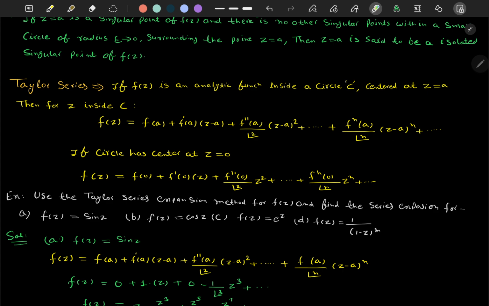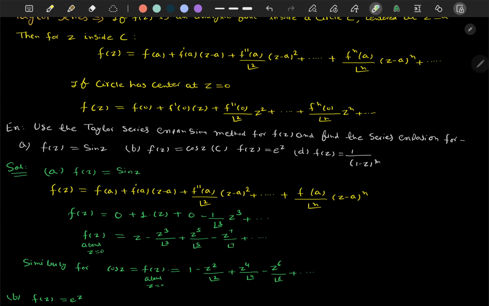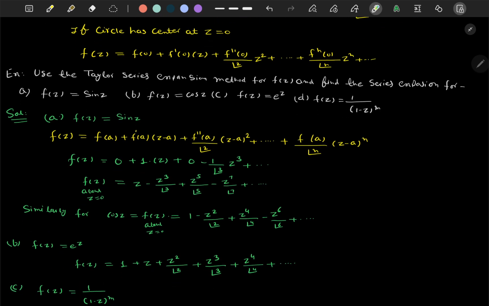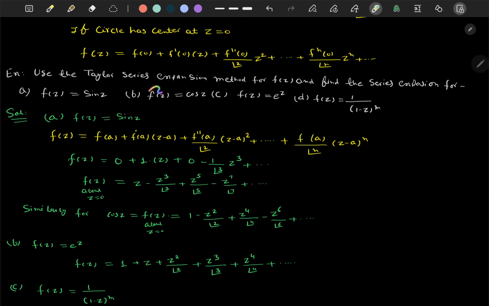Now if the circle has center z equal to 0, so at z equal to 0, what will be the expansion of the function f of z? It will be f 0 plus f dash 0 z plus f double dash 0 by factorial 2 z square, and similarly it goes on. Now there are certain questions we will do.